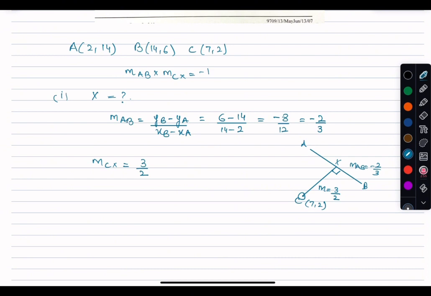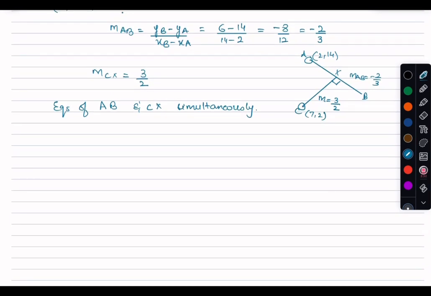So that means very easily I can get the equation of CX. I have the gradient of AB also, and if I take the coordinates of A, which are 2 and 14, I can get the equation of AB also. And then if I solve the equations of AB and CX simultaneously, I should be getting the coordinates of X here. So let's start finding the equation of AB and then the equation of CX.